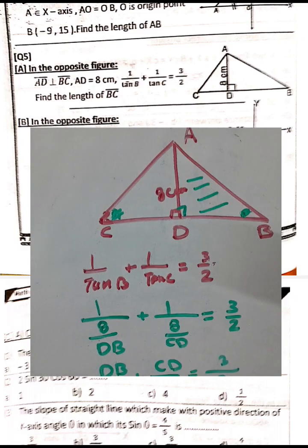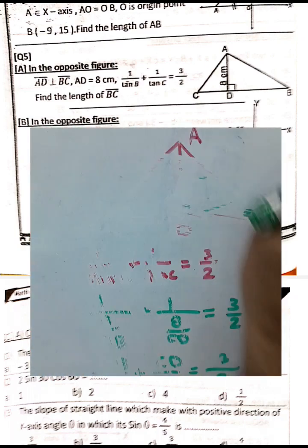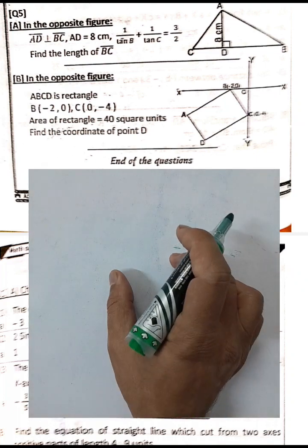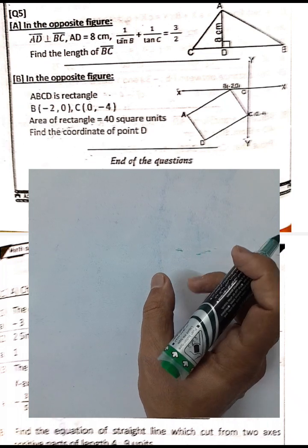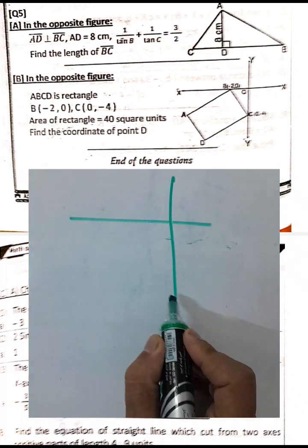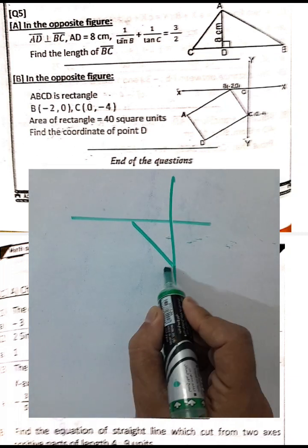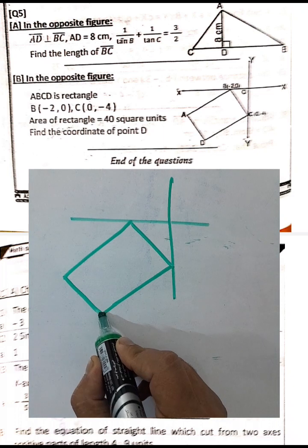It's a very important example, okay? You must pay attention to the steps of this example. Next question. Last question here, we have a rectangle, and the area of it equals 40 square units. You want to find the coordinate of the point T. Okay, first step, you must draw this rectangle.